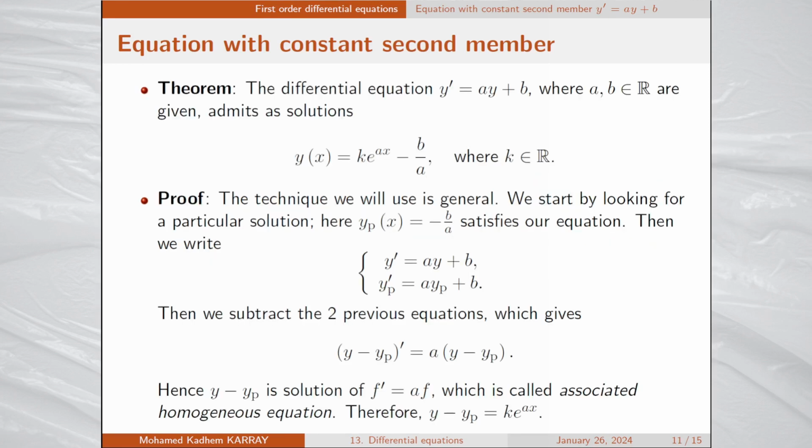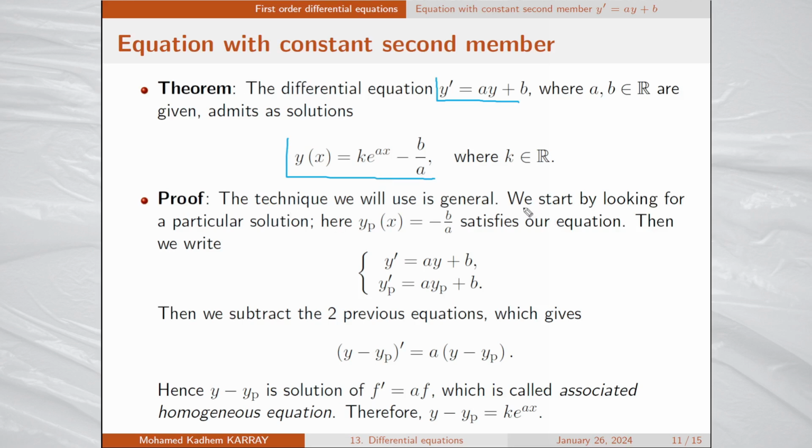The following theorem gives the general solution of the differential equation y prime equals ay plus b, so with a constant second member. The solutions of this equation all have the form y of x equals k multiplied by exponential ax minus b divided by a. So here is the proof of this theorem. It is very useful since we will use a technique which is very general.